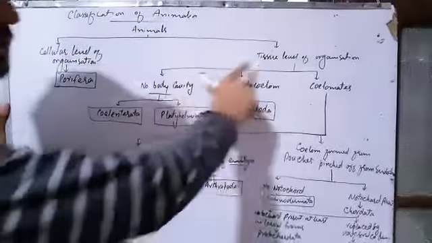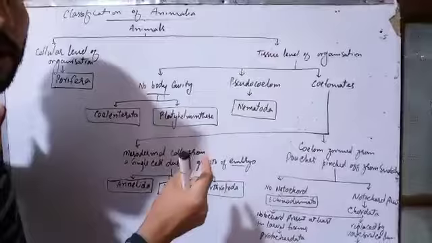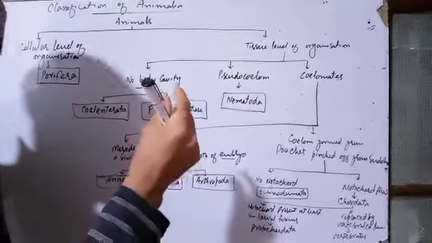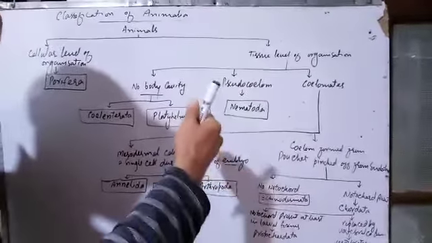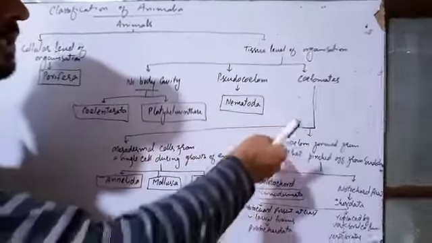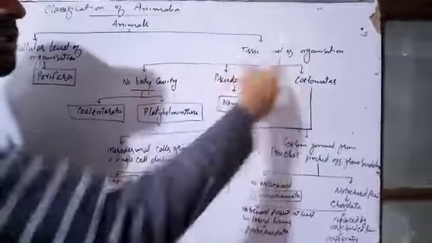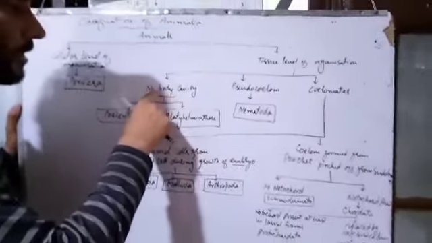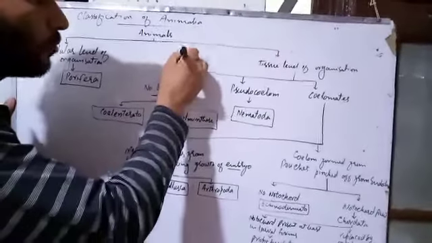And in another group there is tissue level of organization. That means the cells are combined to form tissues, and those animals which have tissue level of organization and above that, organ system level, are again classified into three subgroups on the basis of the criteria of body cavity. Body cavity means coelom.